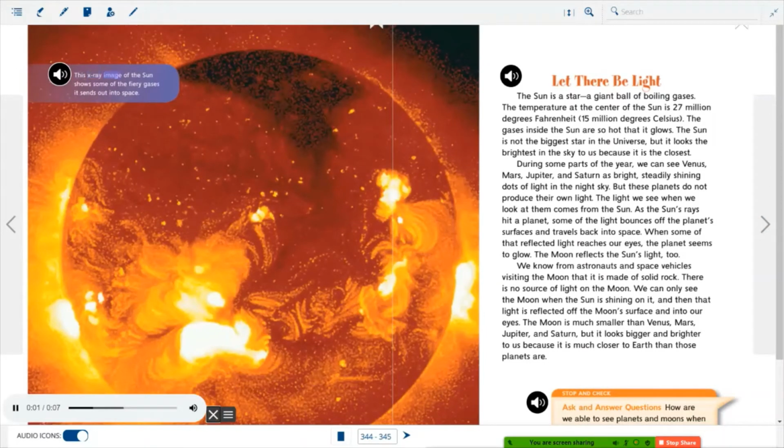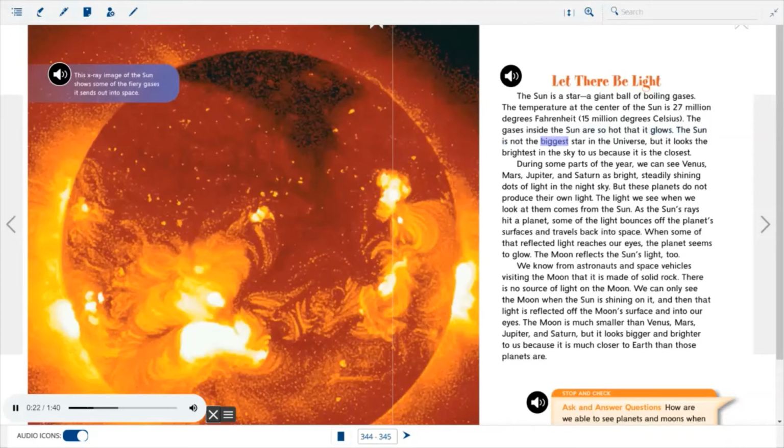This X-ray image of the Sun shows some of the fiery gases it sends out into space. Let there be light. The Sun is a star, a giant ball of boiling gases. The temperature at the center of the sun is 27 million degrees Fahrenheit, 15 million degrees Celsius. The gases inside the sun are so hot that it glows.